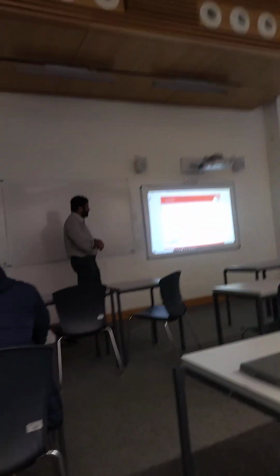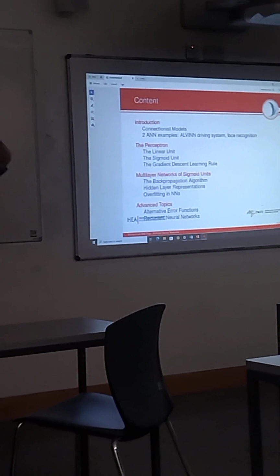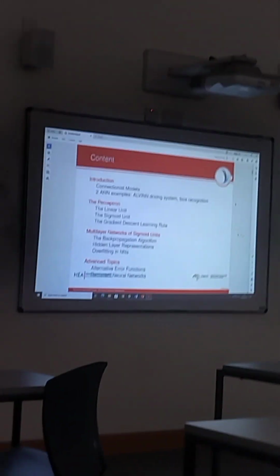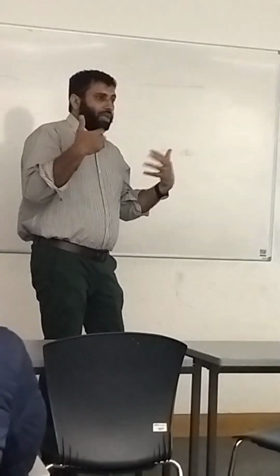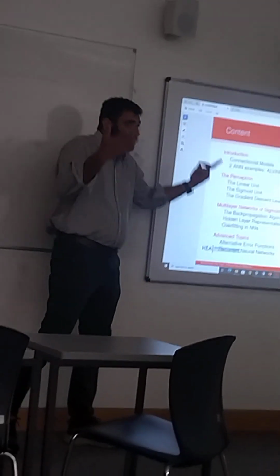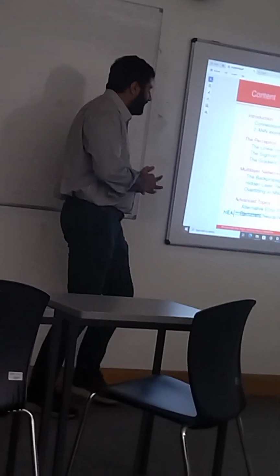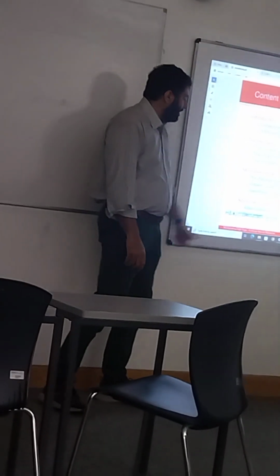So this is the outline of the presentation. I'm going to give a brief introduction and talk about the connectionist models and try to explain the analogy between human brains, animal brains and neural networks, because neural networks are basically inspired from how animal brains work. And I'm going to give two really basic examples of neural networks, which were some of the initial examples of neural networks. And then I'm going to talk about the perceptron and the linear unit and the sigmoid unit, and then the gradient descent.